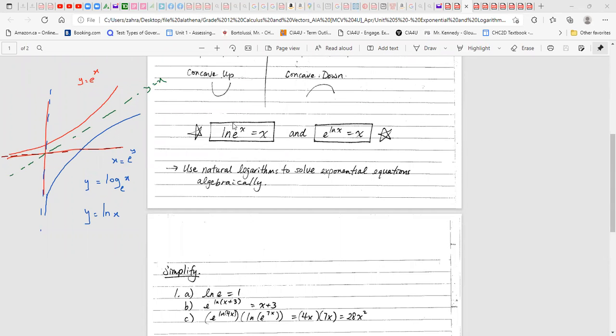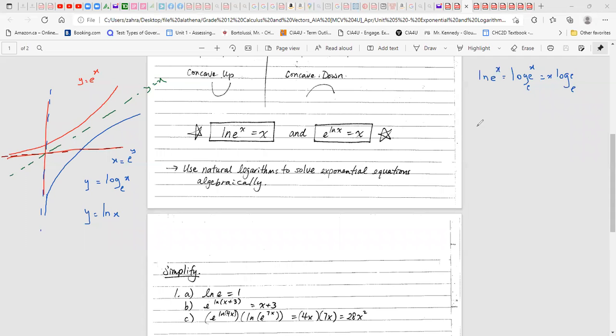Okay, about the log laws. Ln of e to the power x is x. How do we prove that? Knowing ln of e to the power x, we know ln is log when the base is e, right? According to the log law, I can bring the power in front of the log. So I can write it as x log e. I hope you remember that. What is log e?